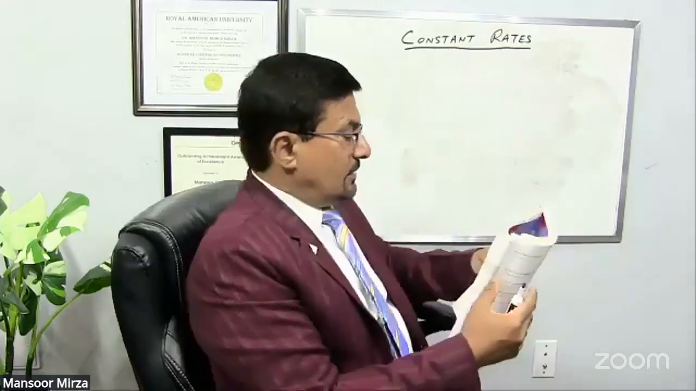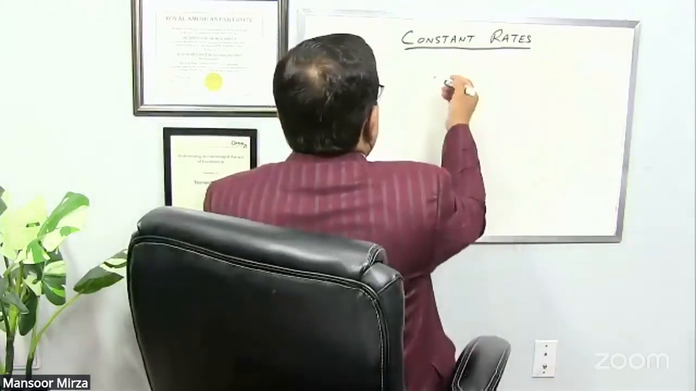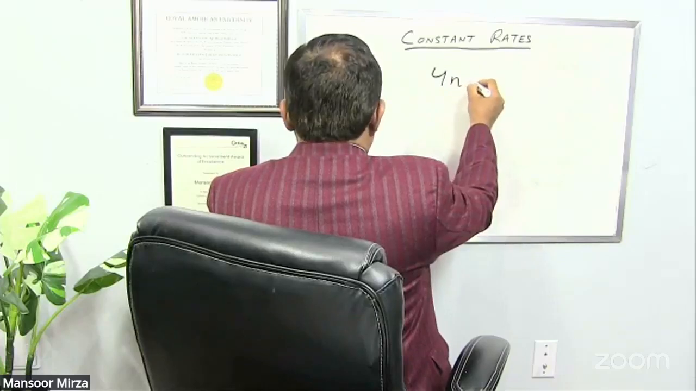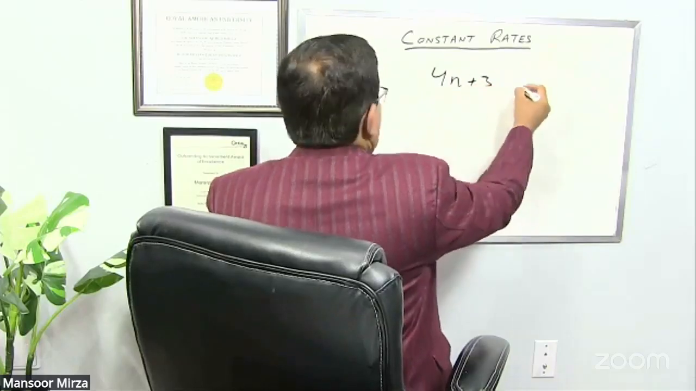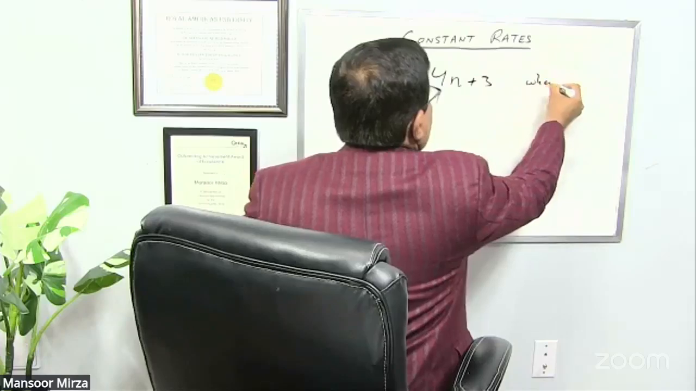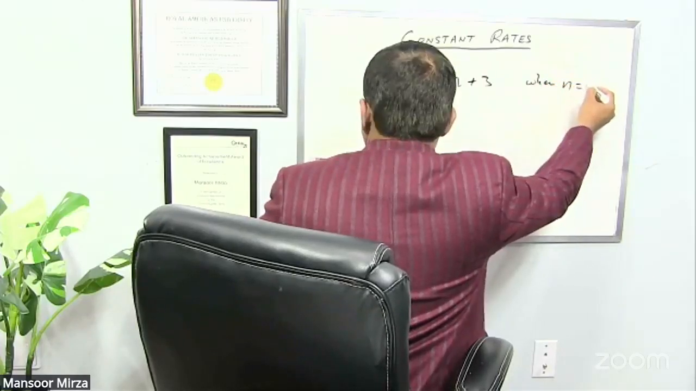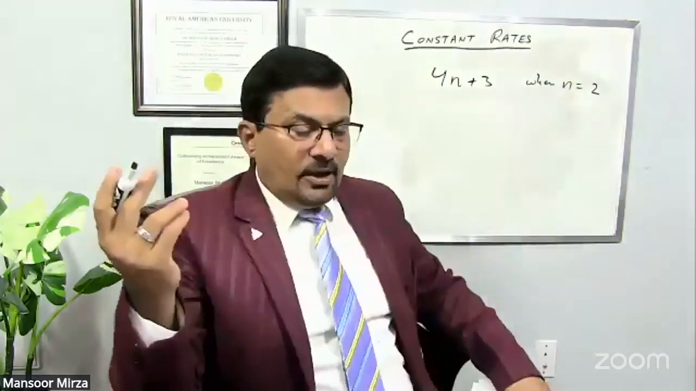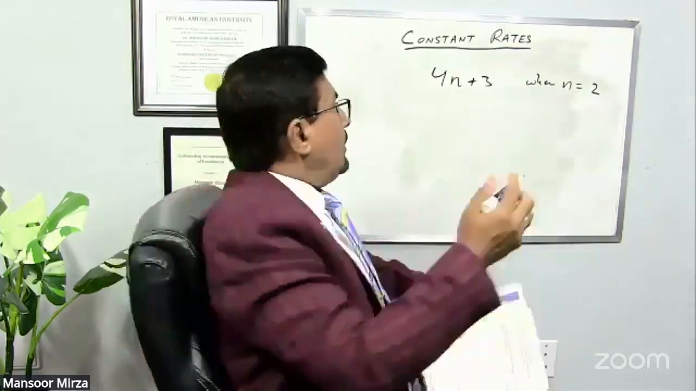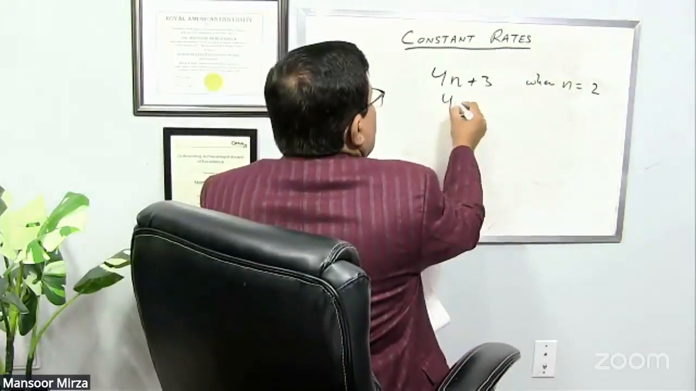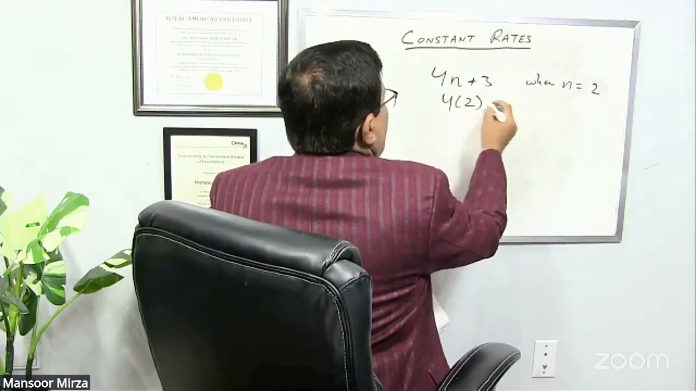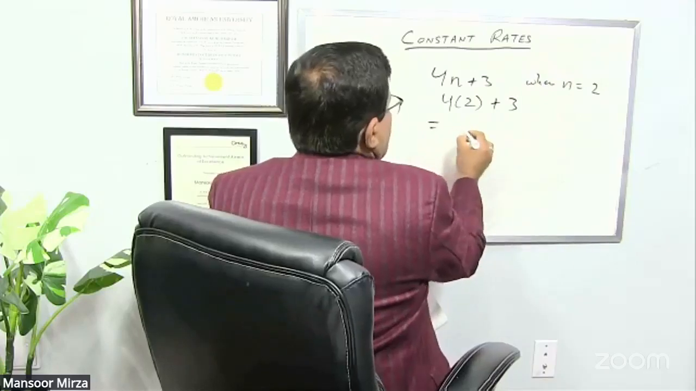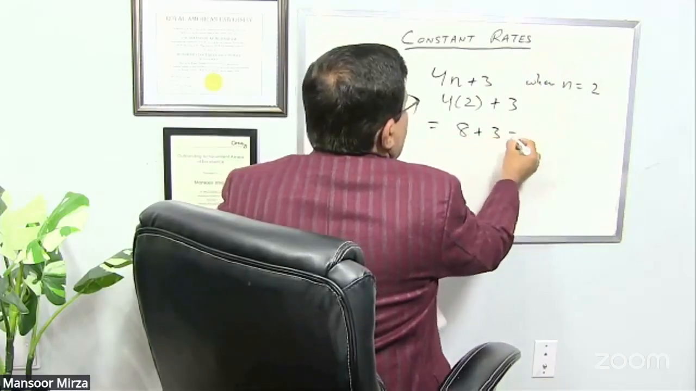Let's say I was given an expression 4n plus 3, and the given value of n is 2. This is exactly the same way we mentioned before: you replace the value of n and now solve this expression. It will become 8 plus 3, which is 11.